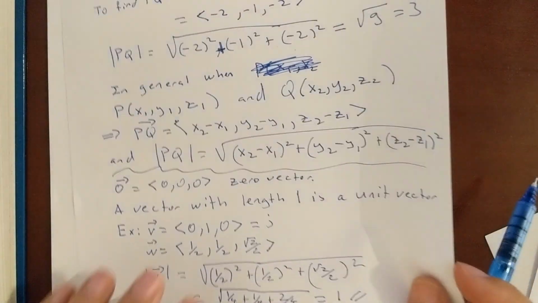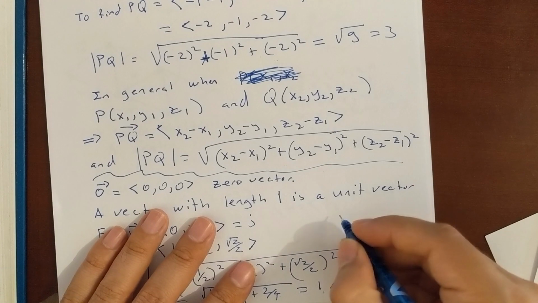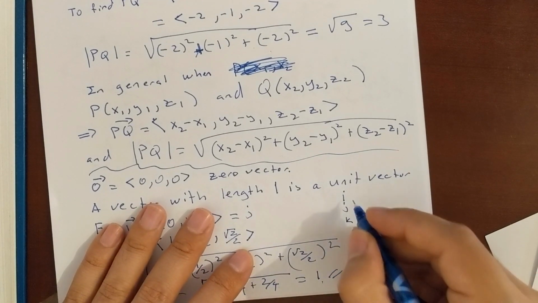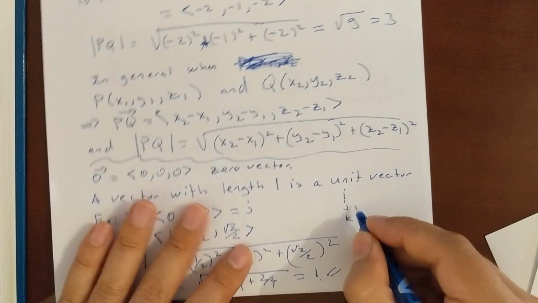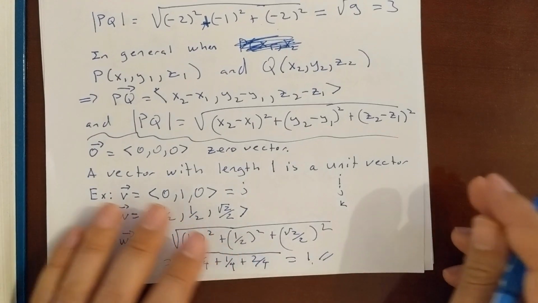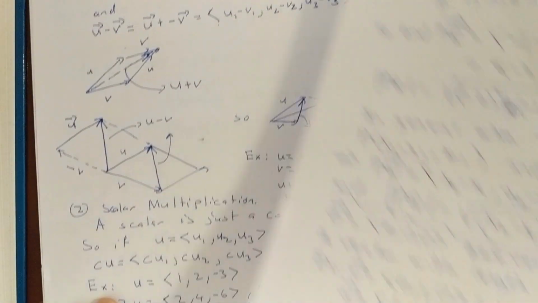Okay? So the basic unit vectors, the standard unit vectors that we want to talk about, are i, j, and k. This is the unit vector in the x-axis. This is the unit vector in the y-axis, and this is the unit vector in the positive z-axis direction.